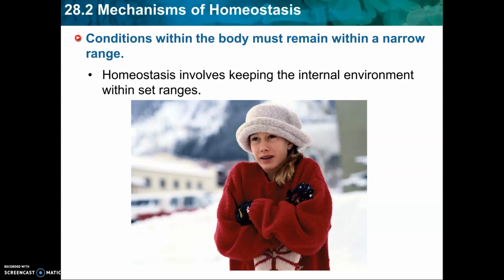All right, homeostasis involves keeping the internal environment within set ranges. The girl in the image is shivering because her body temperature has likely fallen below the set internal environment, or the set ranges in her internal environment. Therefore, she is shivering, generating kinetic energy and raising her body temperature.